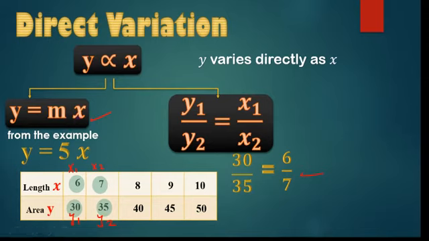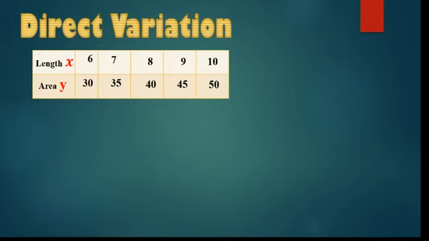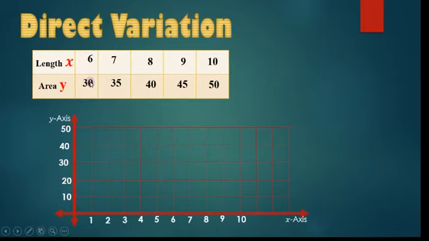Now I'm going to explain the graphical representation of the direct variation, using the previous table. Drawing the x-axis and y-axis like this: here 6 and go up to 30, 7 and 35 here, 8 and 40 here, 9 and 45, 10 and 50. This is the data from the table.